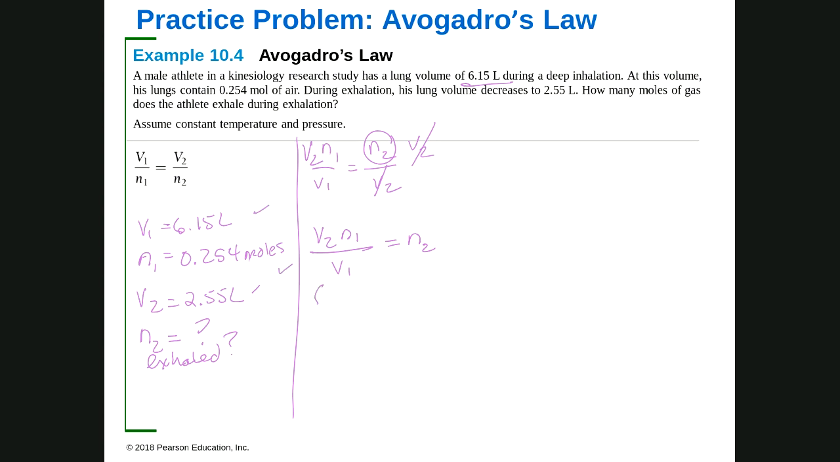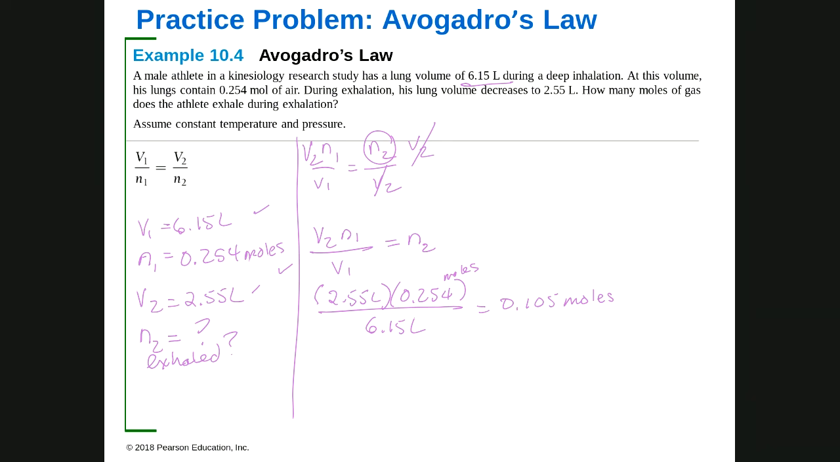So V2, which was 2.55 liters, and make sure you look really closely as to which one is which. That's why you really need to do it over here in your inventory, because sometimes you'll have to be changing things. If you already have it written down, it makes it a lot easier. So that's V1. All right, and so I'm going to get 0.105 moles.